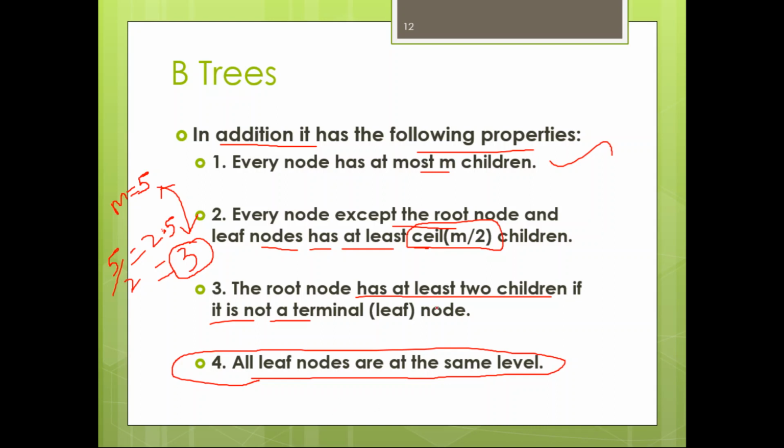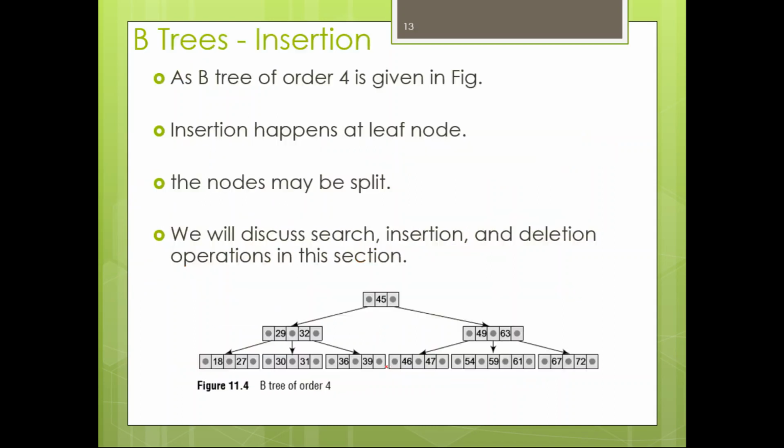So these are the 4 properties of B trees. Every node has at most m children, an internal node has at least ceil of m by 2 children, the root node has at least 2 children, and all the leaves must be at the same level. Okay, fine.